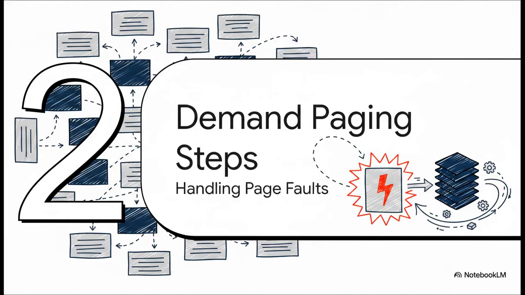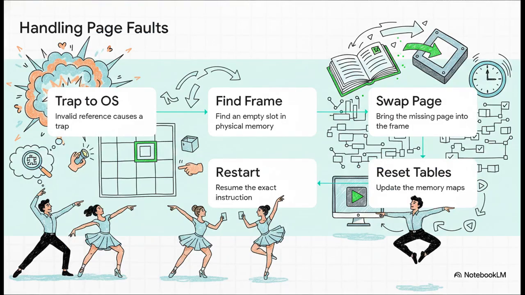Part 2. Demand paging step by step. Because you see, when a program asks for a page that isn't currently sitting in physical memory, the illusion is momentarily broken. The operating system has to scramble to fix it. We call this a page fault. Let's walk through this step by step, almost like we're learning a perfectly choreographed dance.